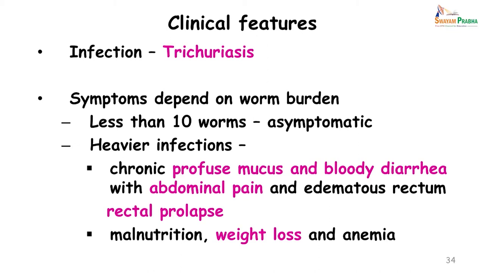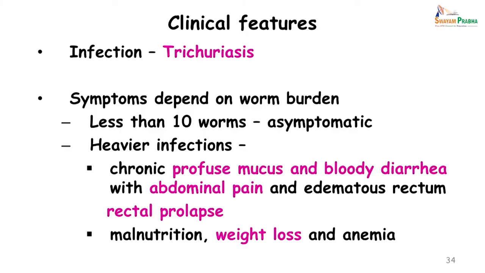The clinical features of Trichuris trichura. The disease is called trichuriasis. Symptoms depend upon the worm burden. If there are less than 10 worms, the patient would be asymptomatic. In the case of heavier infections, the patient may have a chronic, profuse mucus and bloody diarrhea with abdominal pain. Sometimes when the worm load is really high, these worms find their way to the rectum, and when they are present in very, very large numbers, they can even cause edema of the rectum and rectal prolapse.